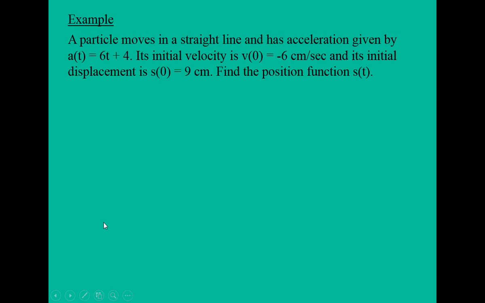Here's an example. A particle moves in a straight line and has acceleration given by a of t equals 6t plus 4. Its initial velocity is v of 0 equals -6, and its initial displacement is s of 0 equals 9. Find the position function s of t.